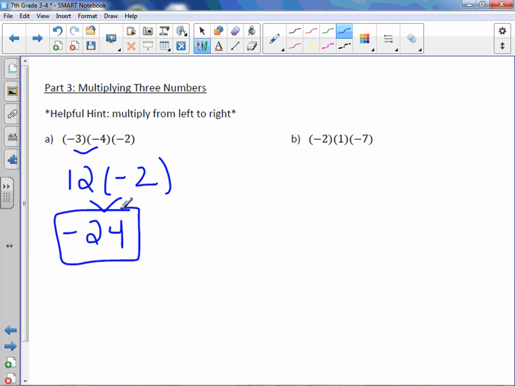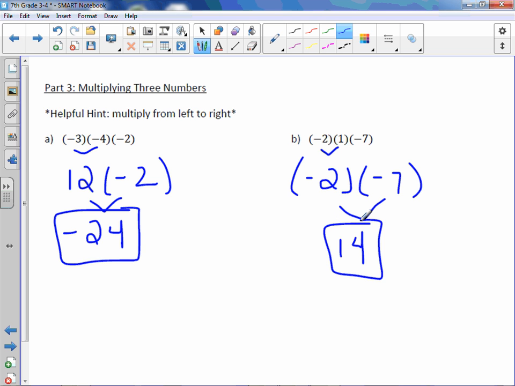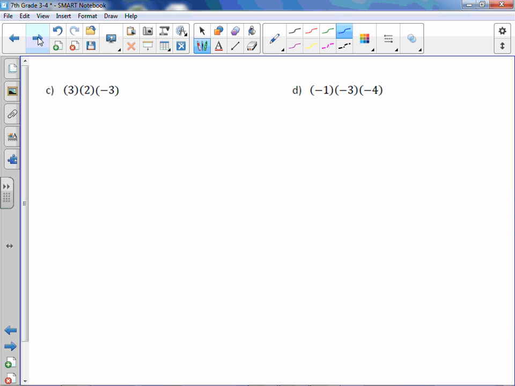Letter B, negative 2 times 1 times negative 7. Start with negative 2 times 1, which is negative 2. Bring down the negative 7. Negative 2 times negative 7 is positive 14. 3 times 2 times negative 3. Start with the first two digits. 3 times 2 is 6. Bring down negative 3. And then 6 times negative 3 is negative 18.